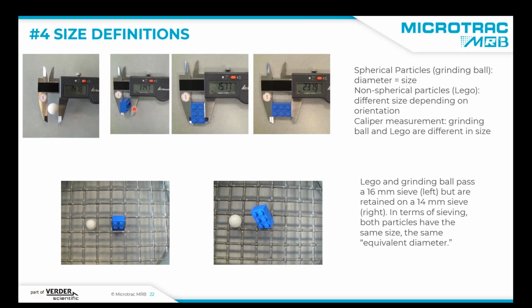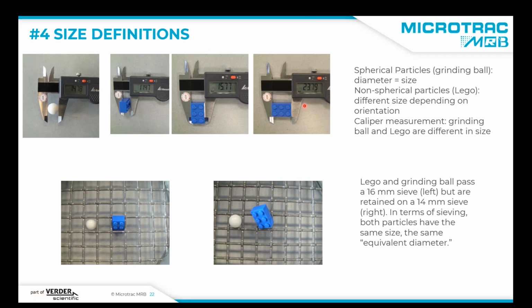No matter how you measure it, how you put it in this caliper, the size is always the same. Now, if you compare this with a Lego brick, which is a non-spherical particle, depending on how you have the orientation here, you get very different numbers with the caliper. Here it's 11.5, here it's 15, almost 16, and here it's 23. So if you have non-spherical particles, you have to decide what dimension you wish to measure.